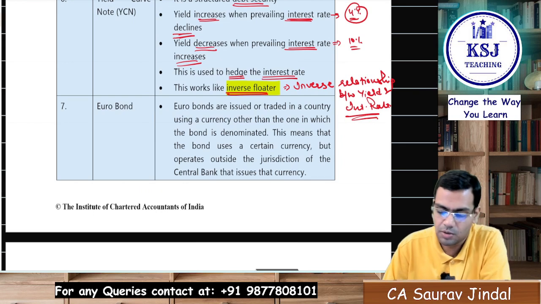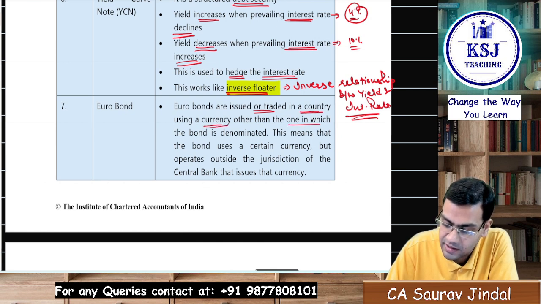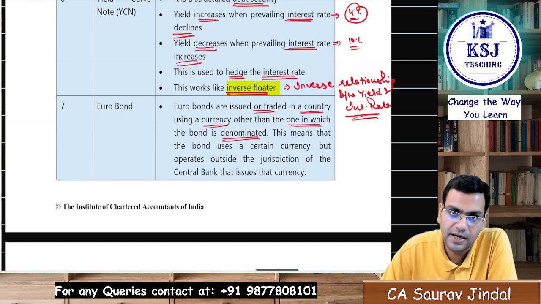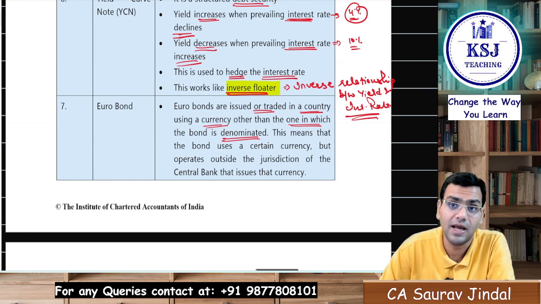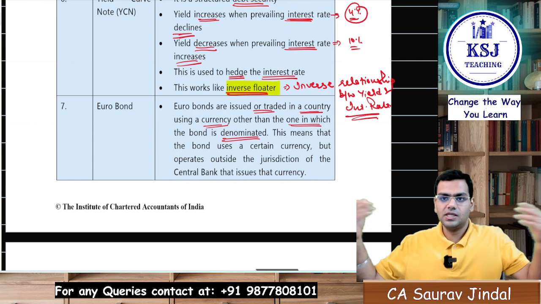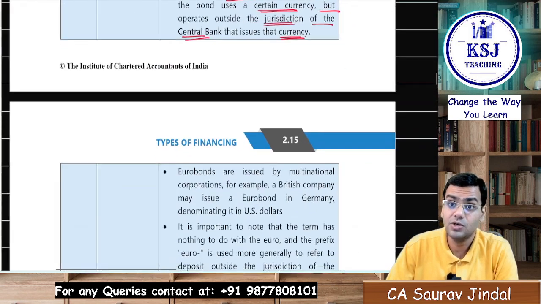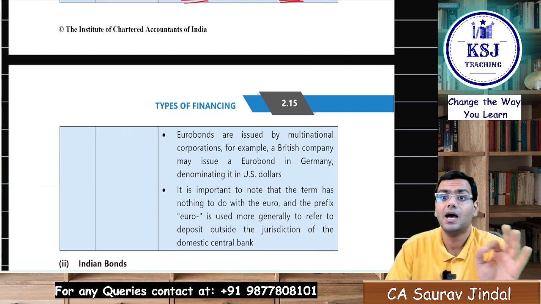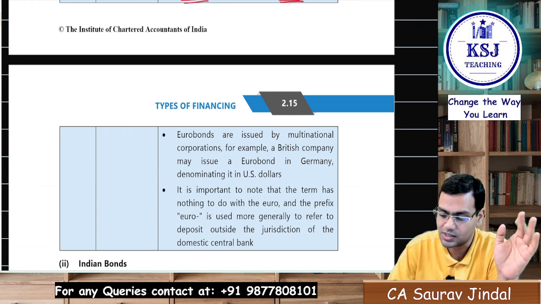Okay, the next one is Eurobond. The Eurobonds are issued or traded in a country using a currency other than the one in which the bond is denominated, right? So let's say the Eurobonds are being issued in India, right? But they will not be denominated in INR. They will be issued in some other currency, in the US dollar or some other currency, right? This means that the bond uses a certain currency but operates outside the jurisdiction of the central bank that issues the currency. Right now it is outside the jurisdiction of RBI, because RBI issues in INR. This bond has been denominated in some other currency now.